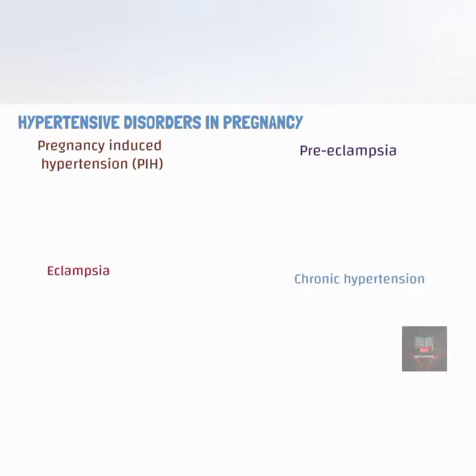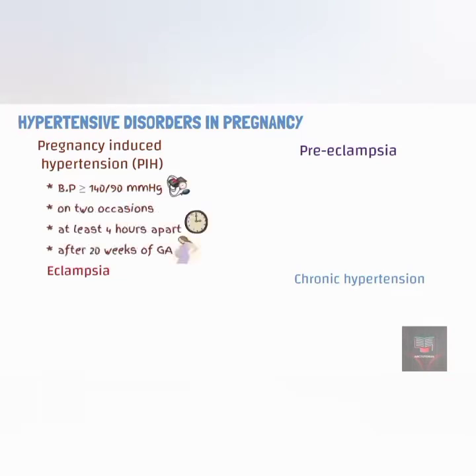Pregnancy-induced hypertension occurs when the blood pressure is greater than 140/90 mm mercury on two different occasions, measured at least 4 hours apart after the 20th week of gestational age. While preeclampsia occurs when the blood pressure is greater than 140/90 mm mercury, measured on two different occasions, at least 4 hours apart after the 20th week of gestational age in the presence of proteinuria. That is, preeclampsia is pregnancy-induced hypertension plus proteinuria.